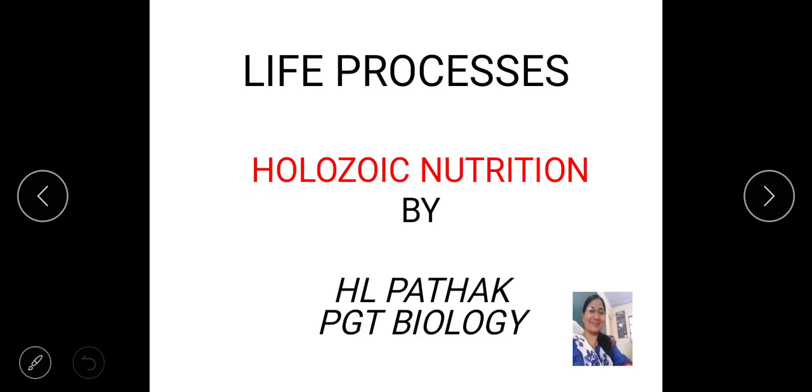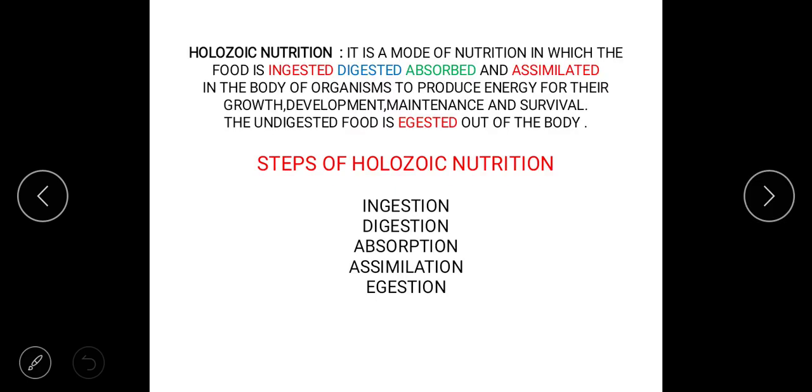Dear students, today I am with the sixth chapter of class 10th science, that is life processes. In my previous PPT, I have already discussed the types of nutrition, giving emphasis to the autotrophic mode of nutrition. Here I am just going to discuss the holozoic mode of nutrition that takes place in animals. Let us start from the definition of this holozoic mode of nutrition.